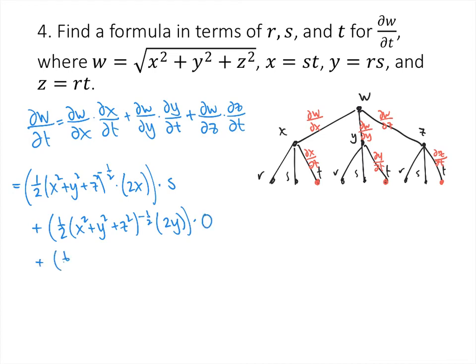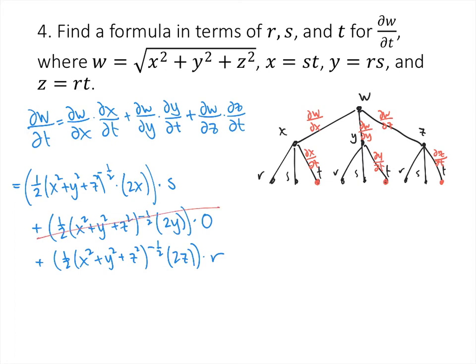And then finally, the derivative with respect to z is going to be 1/2 x squared plus y squared plus z squared to the minus 1/2 times 2z, and then multiplied by the derivative with respect to t, which is going to be r. So this middle term cancels out.